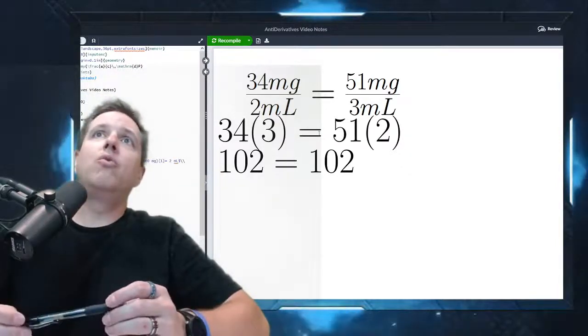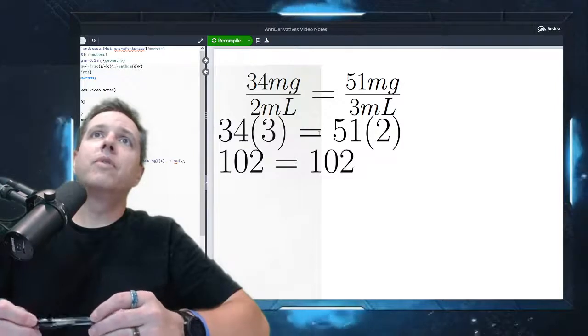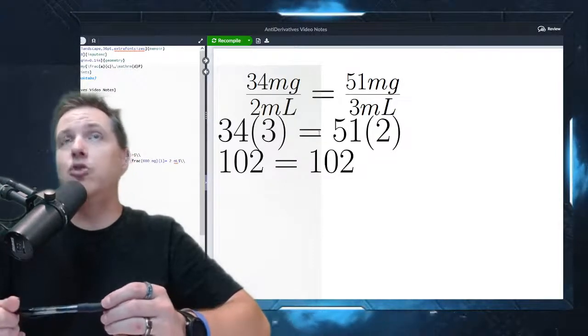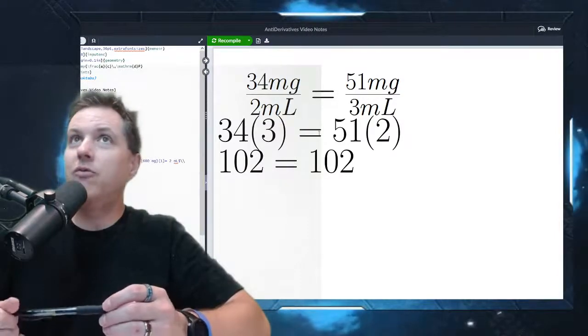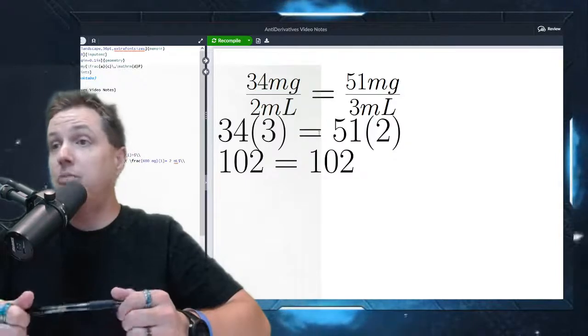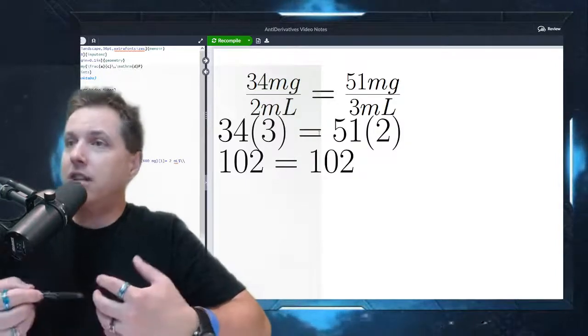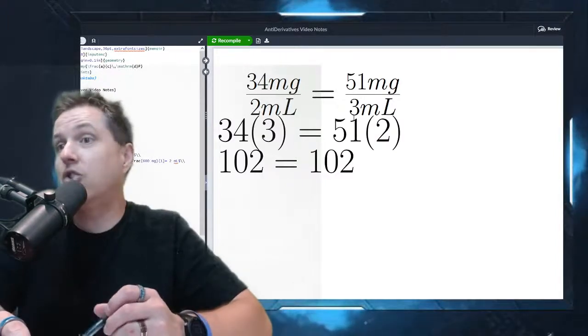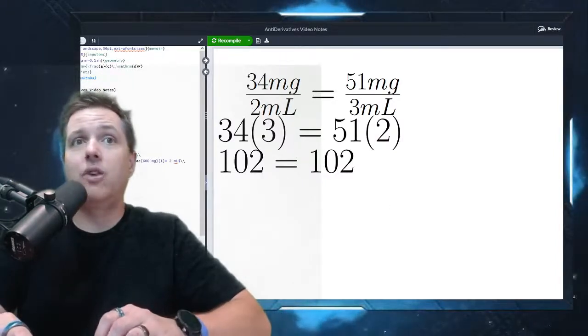So maybe we're given on the bottle that there's 34 milligrams in 2 milliliters, but we're supposed to give 51 milligrams, and we calculated that that should come out to 3 milliliters, but we want to make sure that that's correct. Well, this proportion says that that is correct. That is the right way to do it, okay?